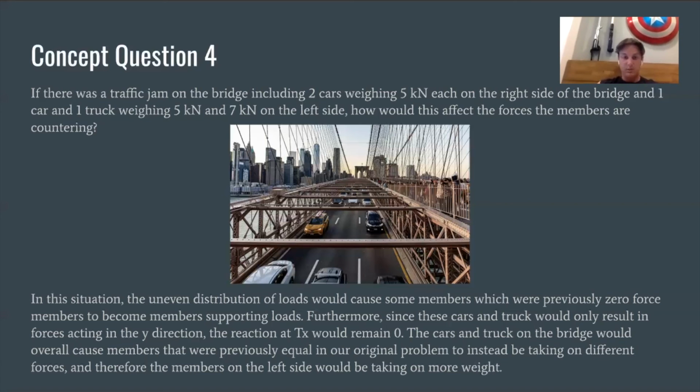The cars and truck on the bridge would overall cause members that were previously equal in our original problem to instead be taking on different forces, and therefore the members on the left side, which are taking more force than the right side, the left side is taking the 12 kilonewtons and the right side is taking the 10, the left side would be taking on more weight, and therefore there would be more stress applied to those members in the situation.